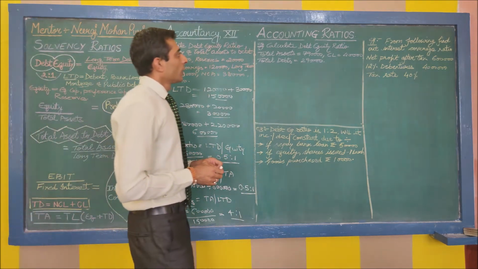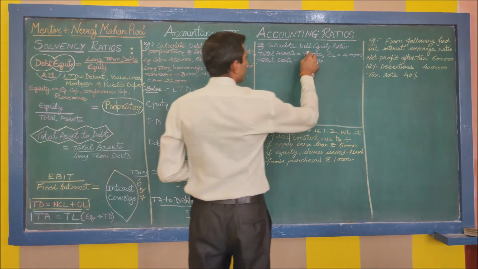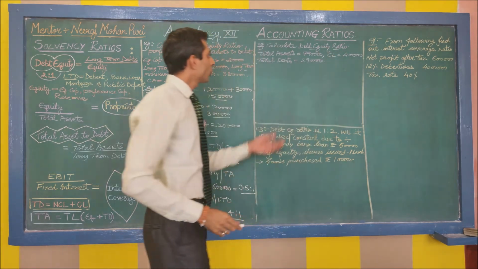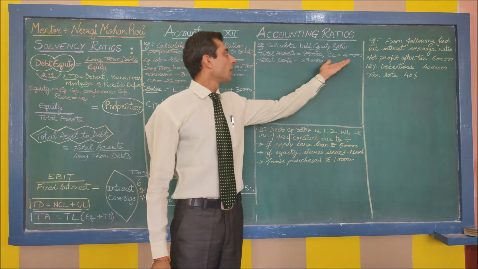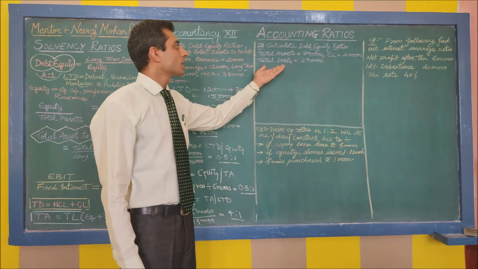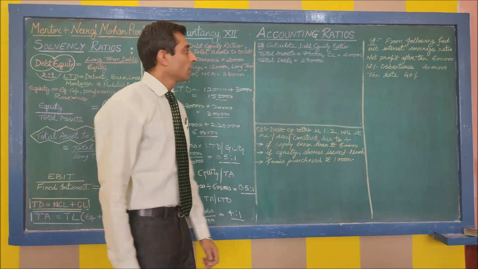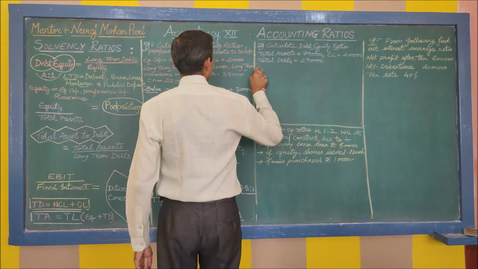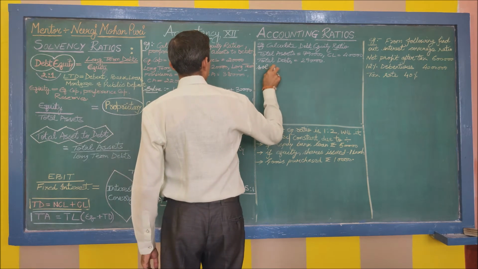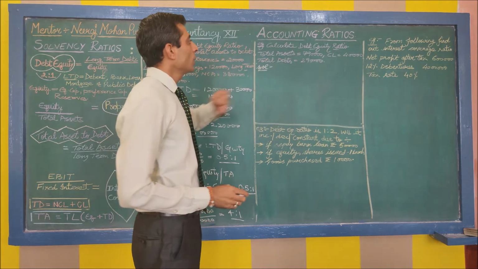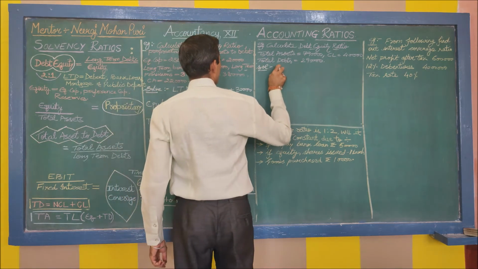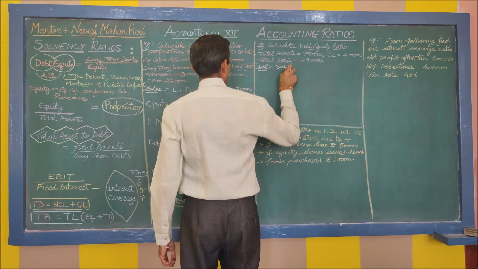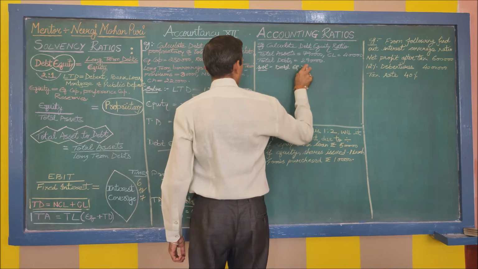Second question, calculate debt equity ratio, and we are given the information: total assets, current liabilities, total debts is 2,90,000. To proceed with this, first we have to find debt equity. Our formula is debt equity ratio. Apply the formula.